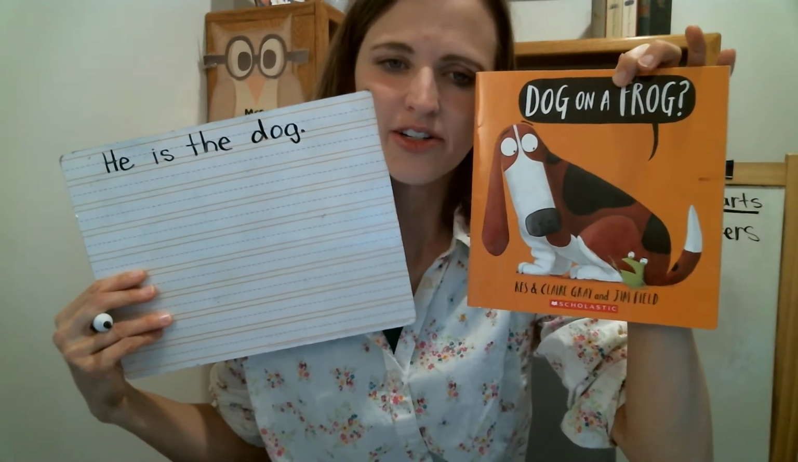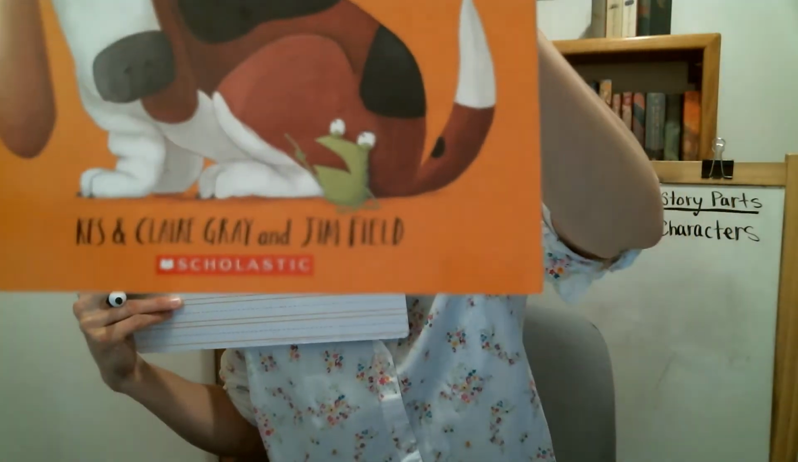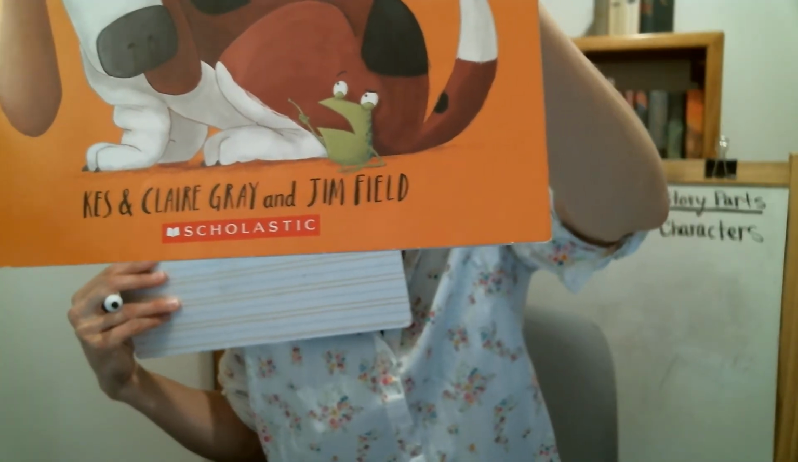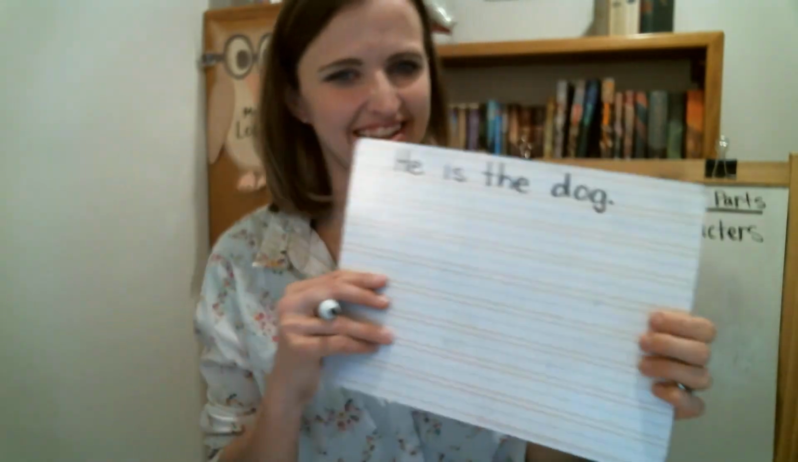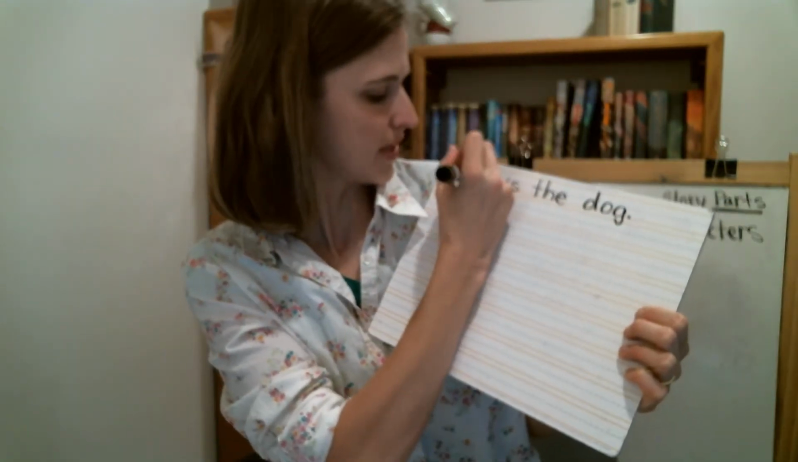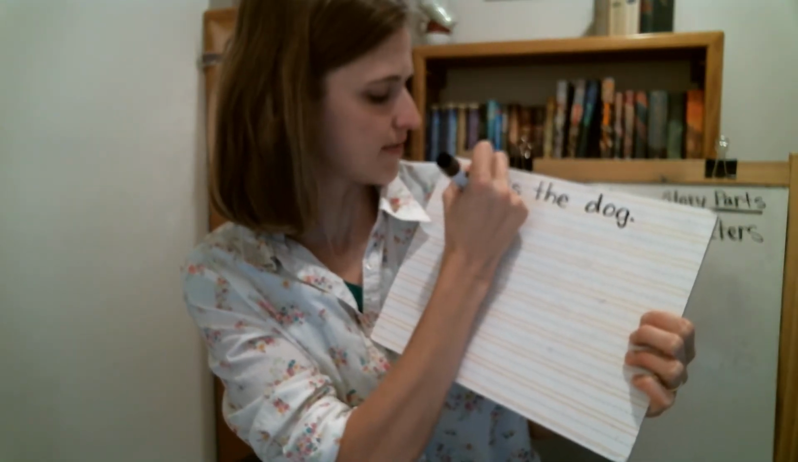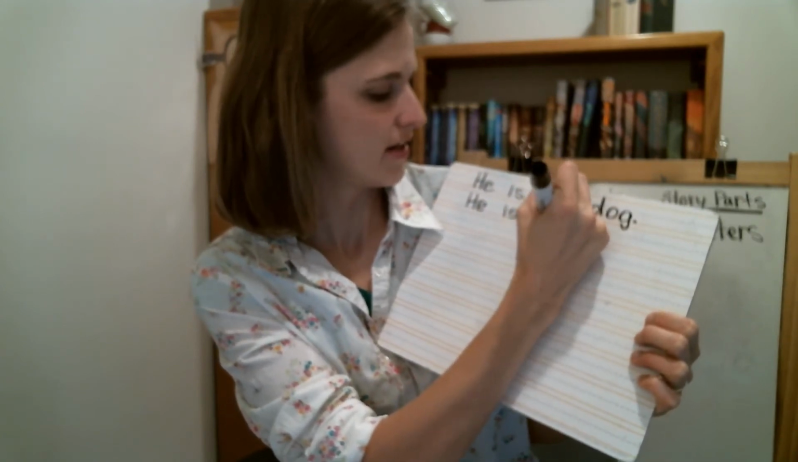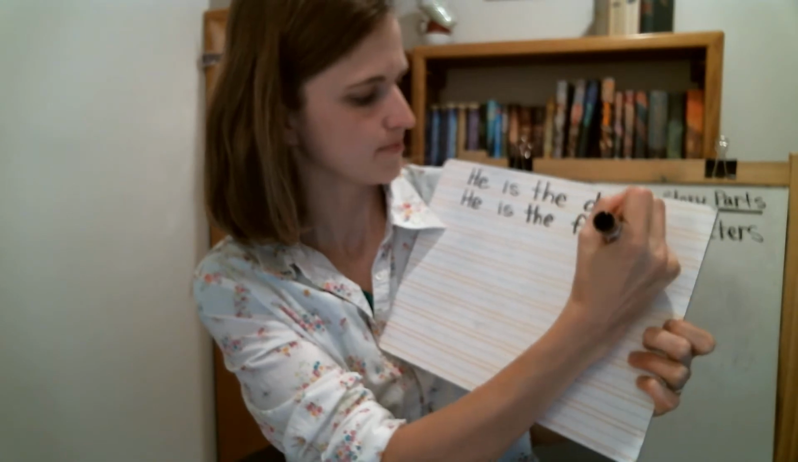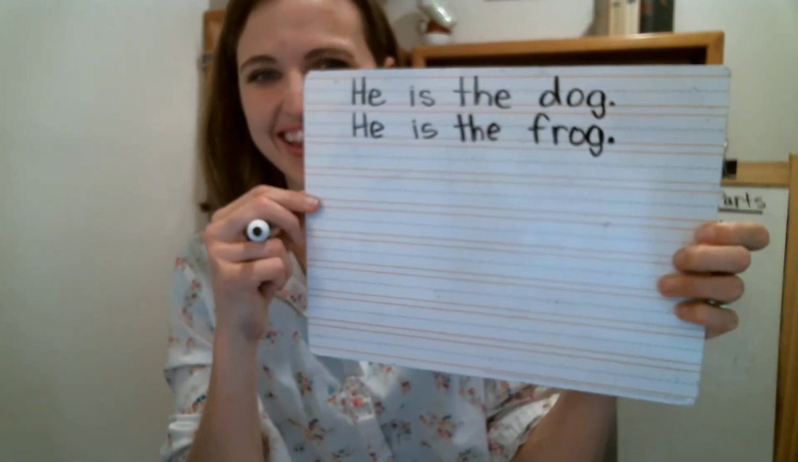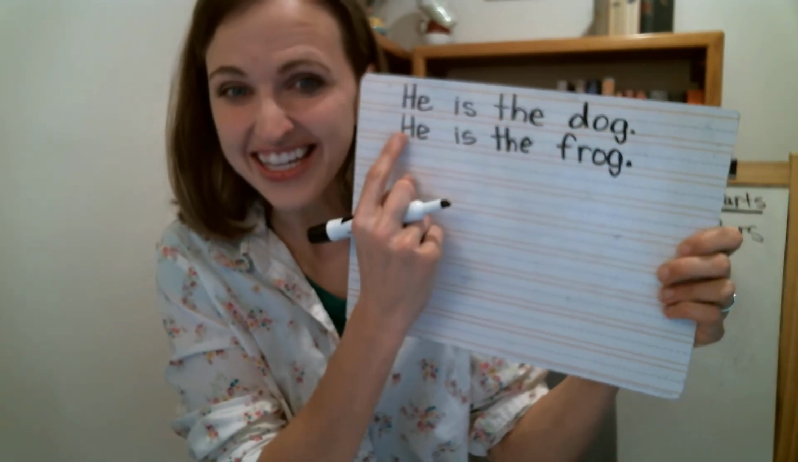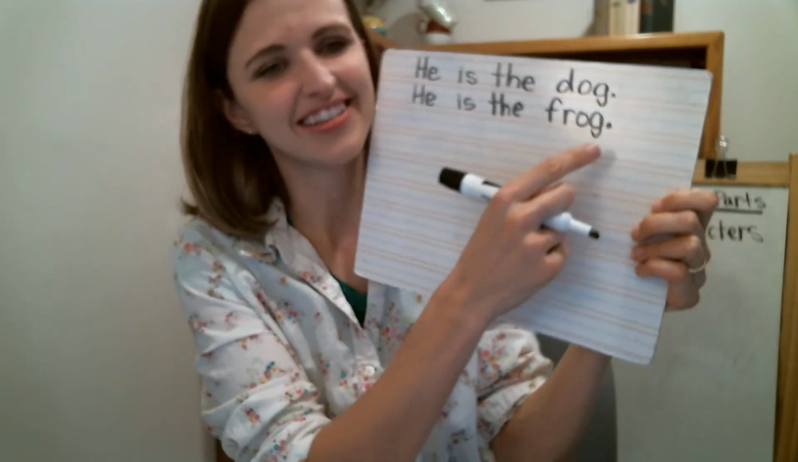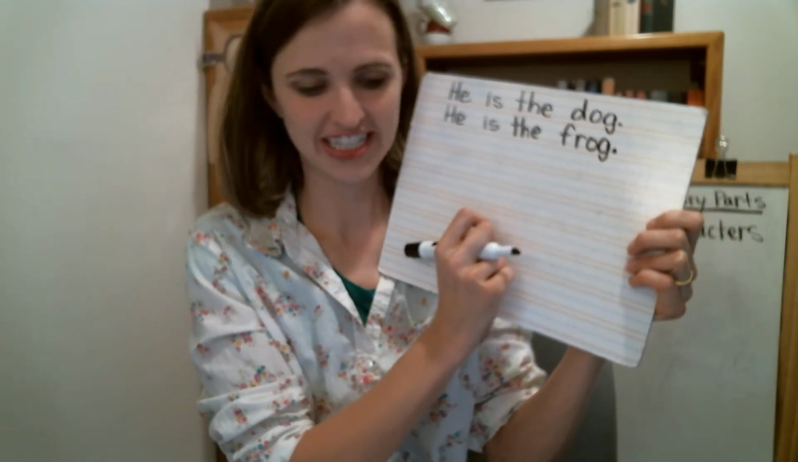Who is another character in this book? He is the frog. I can make a sentence right below. I'm going to use a lot of the same words. He is the frog. Look at our sight words. He is the. Then it tells me what the character is.